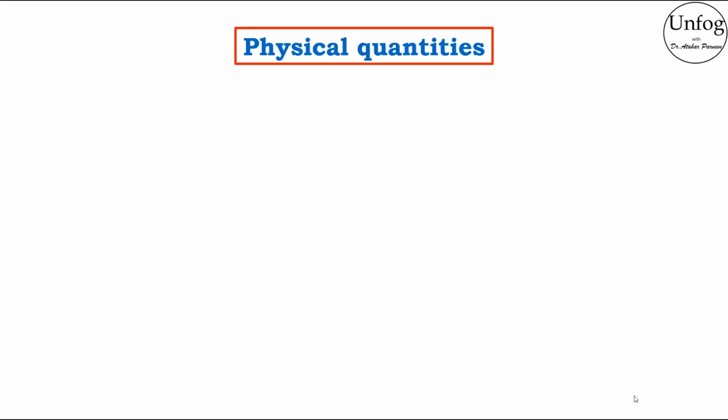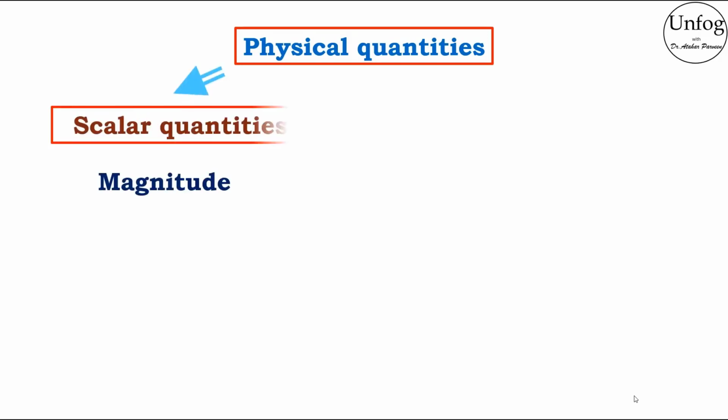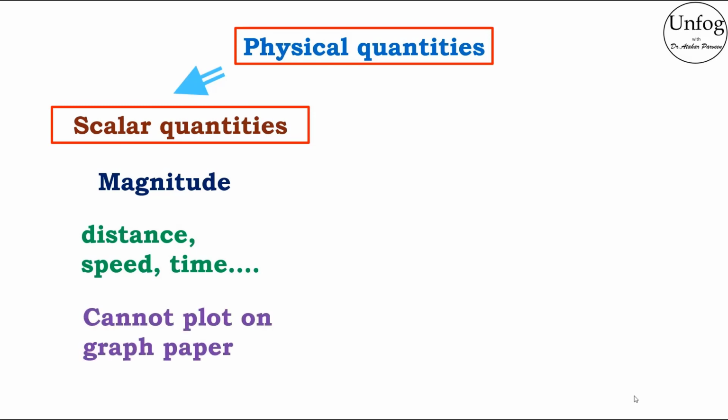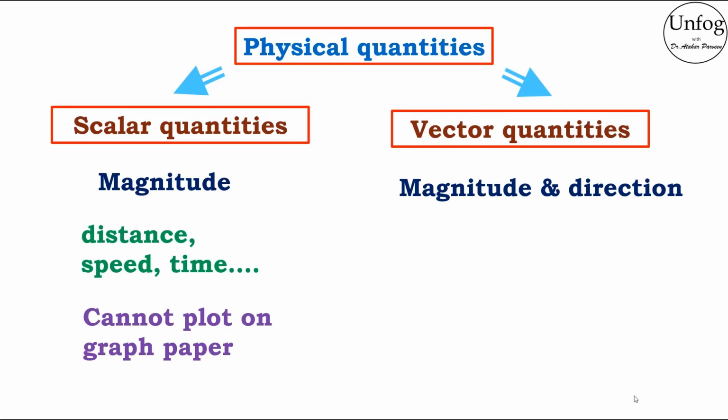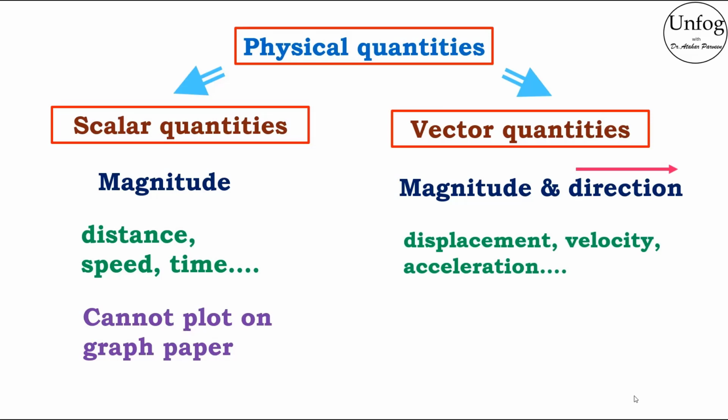Physical quantities are those quantities that can be measured. The physical quantities which are expressed only in magnitude are called scalar quantities. Distance, speed and time are examples of scalar quantities and they cannot be easily plotted on graph paper. The physical quantities which are expressed in magnitude as well as direction are called vector quantities and we represent them by an arrowhead. Quantities like displacement, velocity and acceleration fall in this category and they can be easily plotted on graph paper.